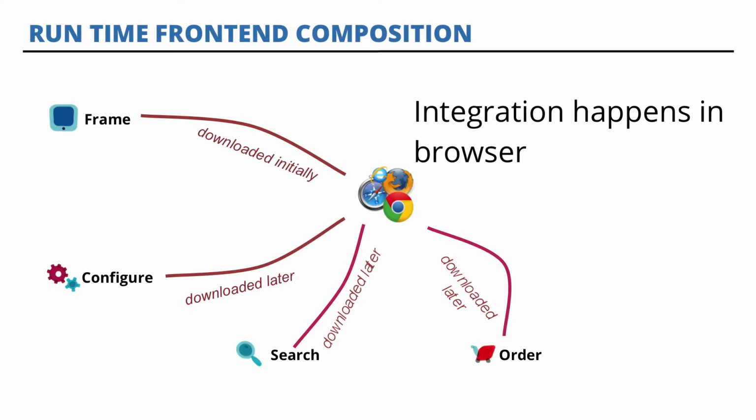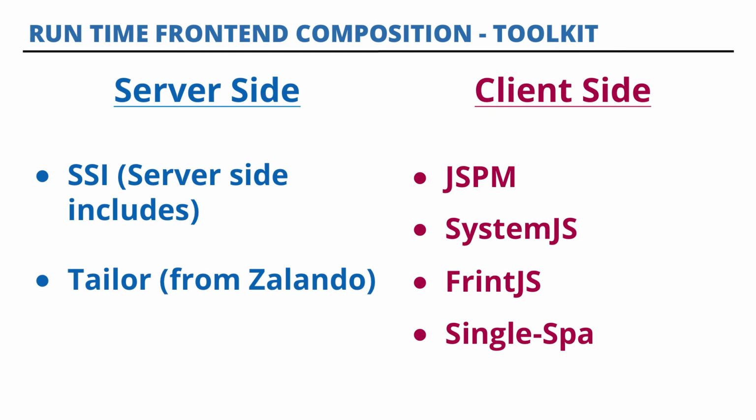We ended up with runtime, which can be on the server side and on the front-end side. We decided for the front-end side. So Frame is a pure JavaScript application, which is picking up all the CSS and JS from all the various services. As mentioned, server-side and client-side possibilities. Those are just examples. JSPM is like NPM in the front end. SystemJS, Frint.js, single-spa, just look them up.